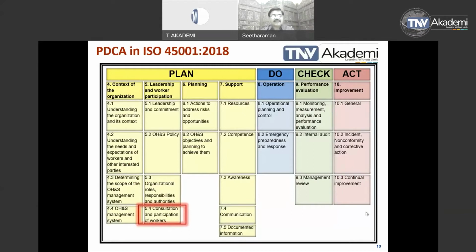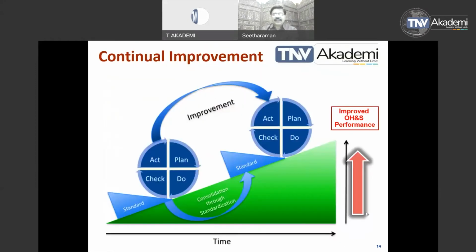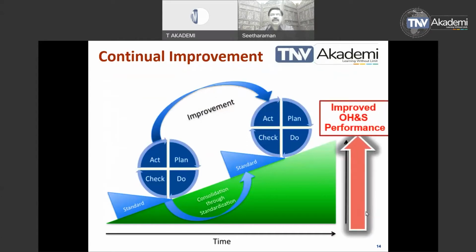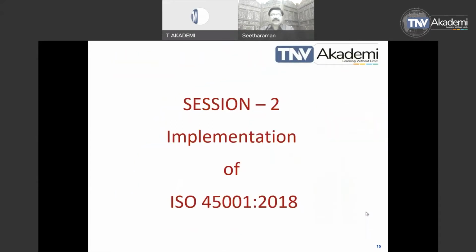So we have to show evidence of consultation and participation of workers in various areas so that this standard can be effectively implemented. When we do that, continual improvement automatically happens, resulting in improved OHS performance. When I say occupational health and safety performance, I mean reduced accidents, reduced incidents and reduced first aid cases. Even hazards are getting identified more and more, and everybody is involved in that. So naturally, when you reduce the hazards and improve the situation, the safety performance improves in the organization. Okay, so this is all about ISO 45001, just an introduction.